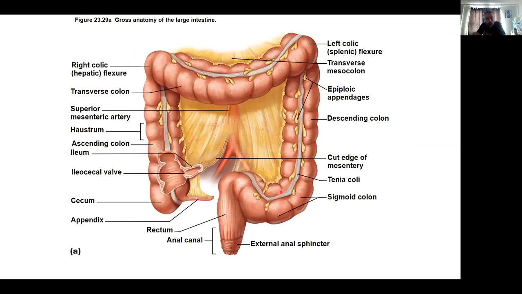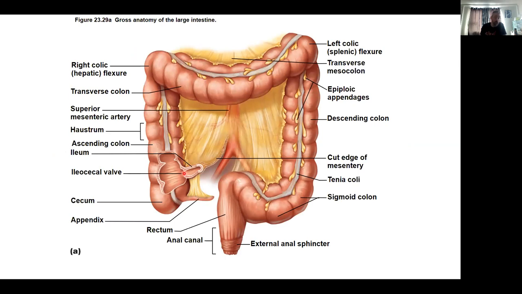Here is our large intestine in all of its glory. So we've got the tail end of the ileum here and the ileocecal valve or the ileocecal sphincter right there, which means that on the other side of this must be the cecum, which is what this guy is right here, and the appendix hanging off of that. From there, we're going to enter the ascending colon.